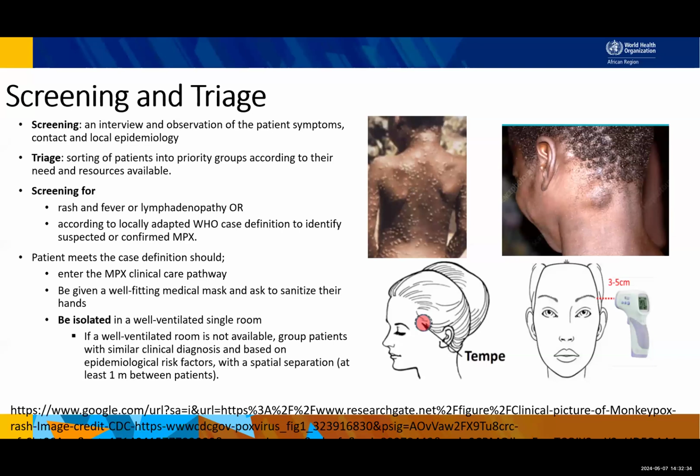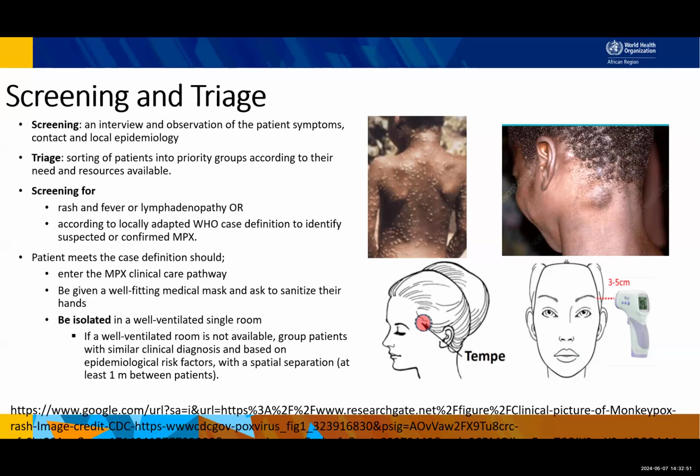Okay, so that's the difference. Screening is we want to see, is this monkeypox, yeah? And then triaging, we want to categorize so that they can receive prompt clinical management based on the category or the prioritization. So for screening, what do we look for?